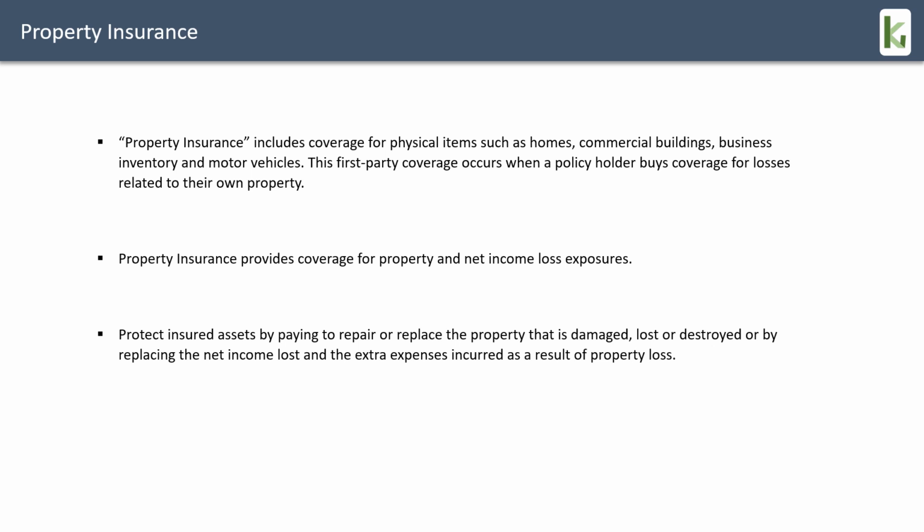Similarly, if you have an auto insurance for your personal car and you met with an accident due to which your car is damaged, and while your car is in repair in the garage, you need to rent a car for, let's say, 2 or 3 days, then insurance company will not only cover the damages to your car but will also cover the rental cost that you are paying to rent a car in the absence of your own personal car while it is repaired in the garage. So I hope you understand what is property insurance.